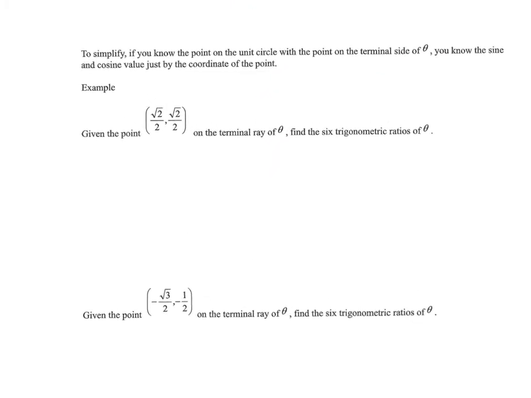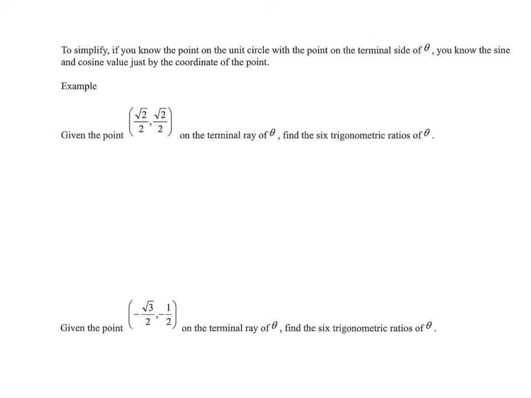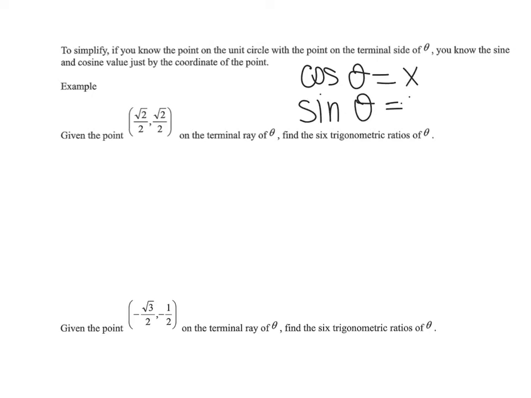So we start with some examples. If we know the point on the unit circle on the terminal side of theta, we know sine and cosine just by the coordinates, since sine is y and cosine is x. It's a very important piece of information. Cosine of theta is always the x value of our point, and sine of theta is always the y coordinate of our point. So based on this information alone, we can find all 6 trig ratios for a given point on our unit circle.